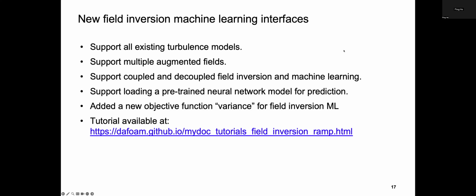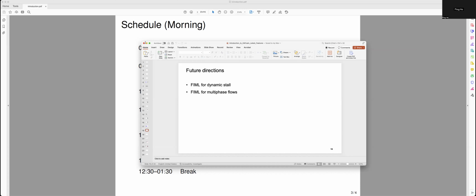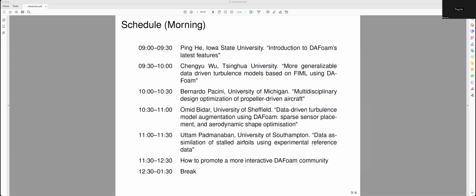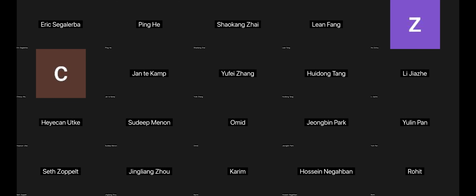Okay, if no more questions, I guess it's also time to move on to the next presentation. I believe our next presenter is Chenyu Wu from Tsinghua University, and his topic is more generalizable data-driven turbulence models based on field inversion machine learning using DAFoam. I'm going to start sharing, and Chenyu, if you are here, maybe you can share your screen.